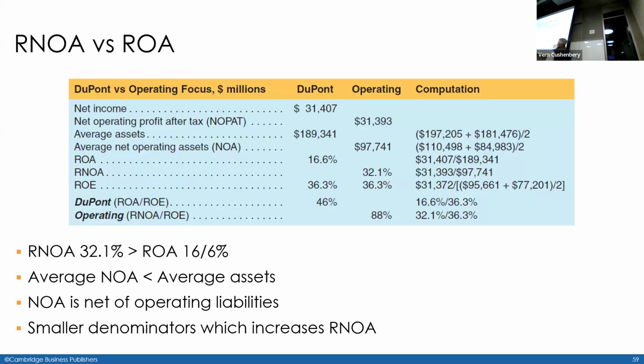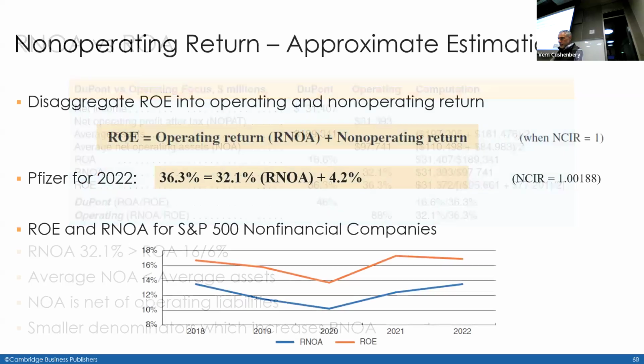So that's a good example of what we're trying to get at when we break down returns and differentiate operating versus non-operating. Thank you, sir.